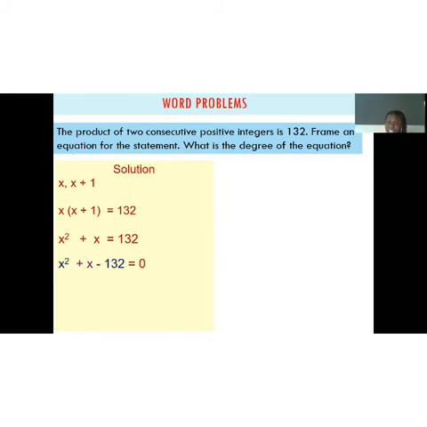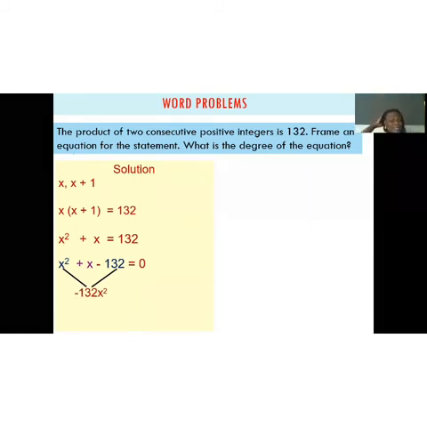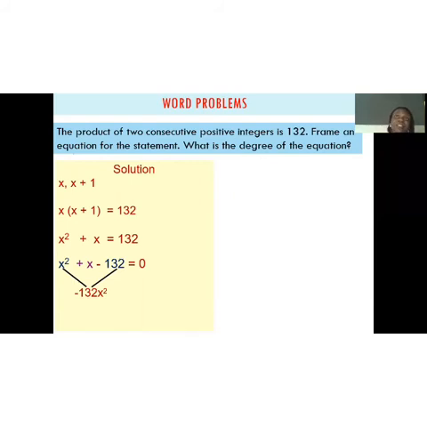This looks like a quadratic equation, so we are going to use the easiest possible method to solve. Let's use factorization. We pick the first term and the third term and multiply, and we get minus 132x squared. Now we think to ourselves, what are the factors of minus 132 that when added together will give us 1, the coefficient of the middle term, 1x? The answer is minus 11 and plus 12.